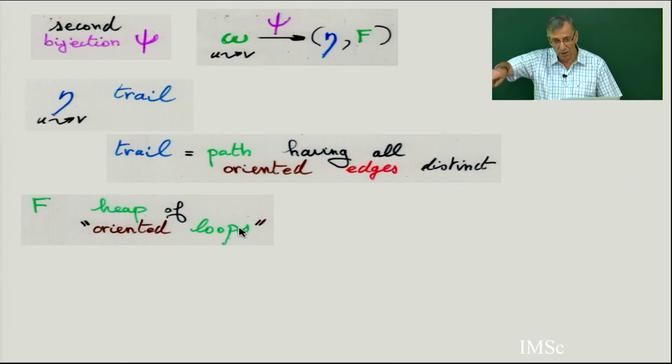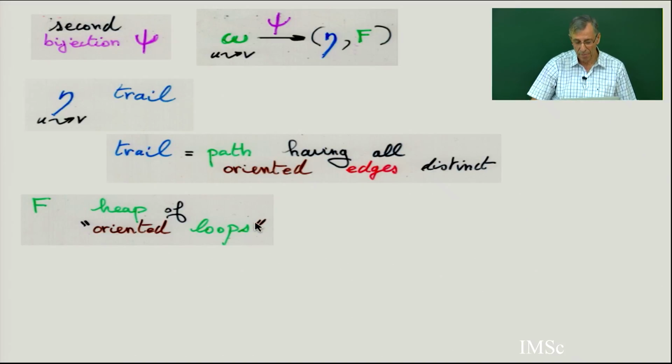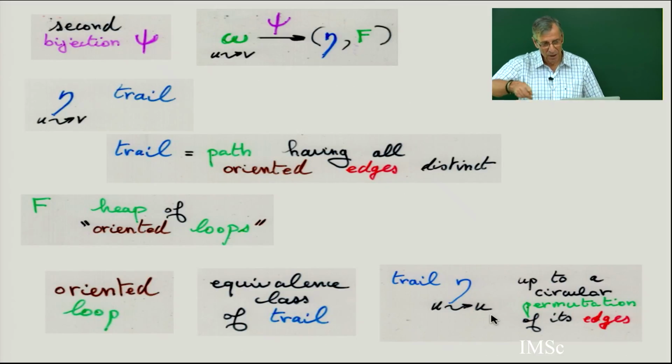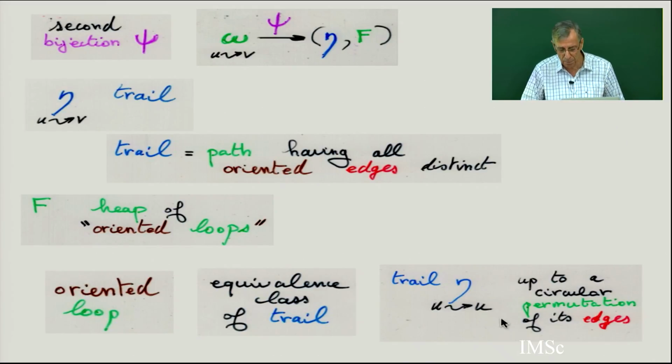And then I have the analog of a cycle, the oriented loops. An oriented loop is an equivalence class of trails such that the trail goes back to the origin, which means a trail is a path starting in U, a sequence of edges, then you go back to U. The trail means that you never follow the same oriented edge twice, and an oriented loop means you define this up to a circular permutation of the edges.